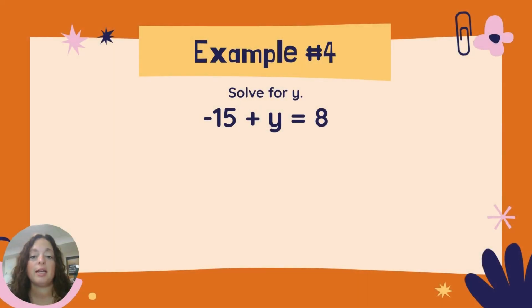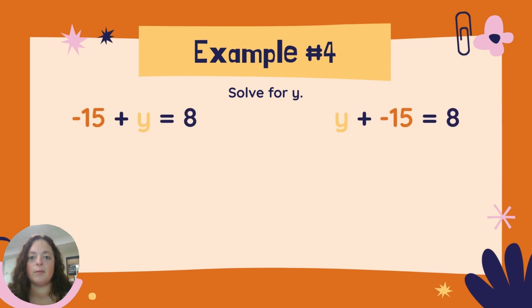Here's our final example. Negative 15 plus y equals 8. Sometimes we'll use other letters other than x. You are used to seeing examples where the variable comes first. So here we see negative 15 plus y. We can switch them around because when you add two numbers together, you can move where they are. Just like 1 plus 2 is the same as 2 plus 1. So we can move these and make it y plus negative 15.